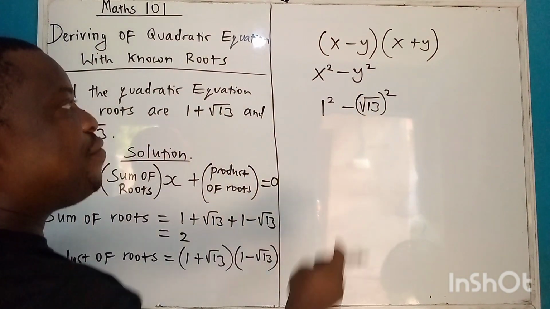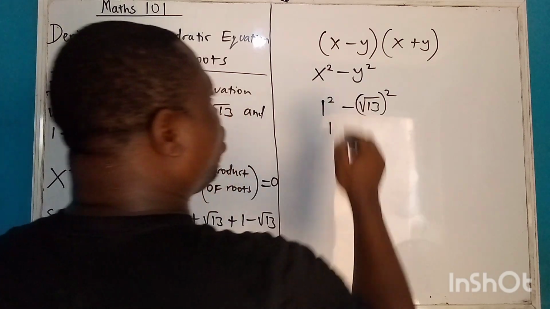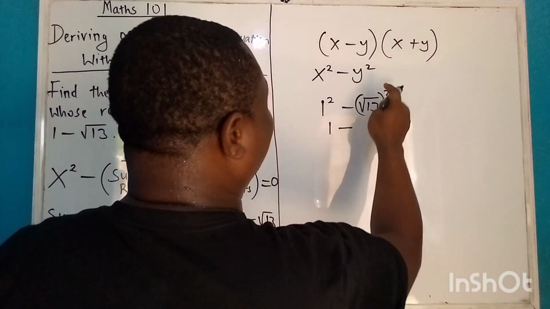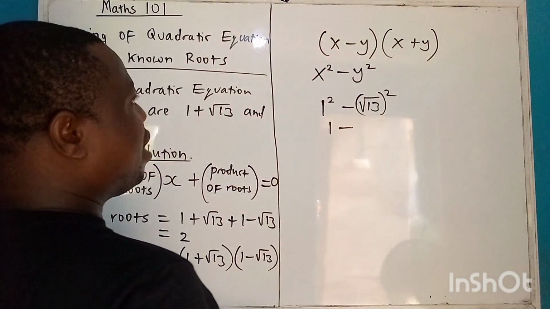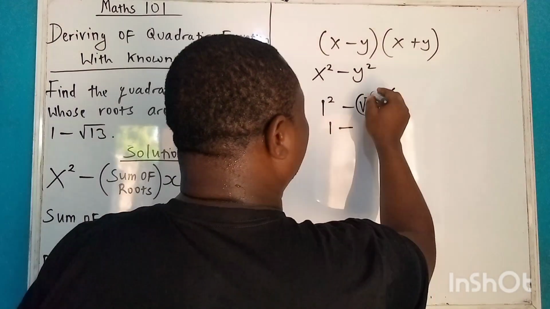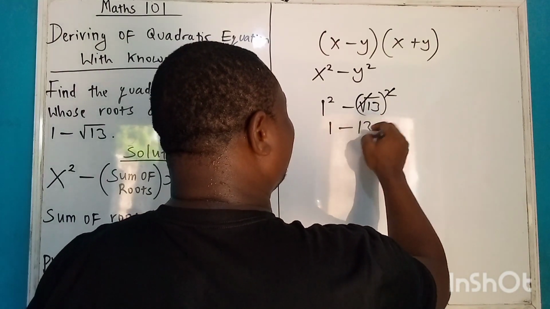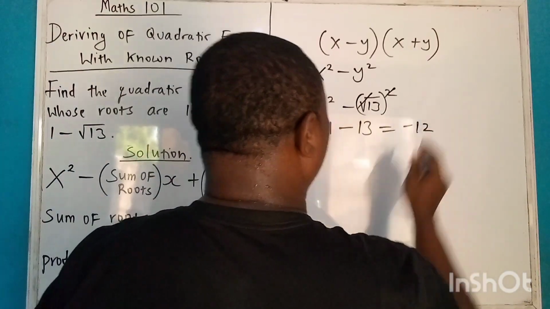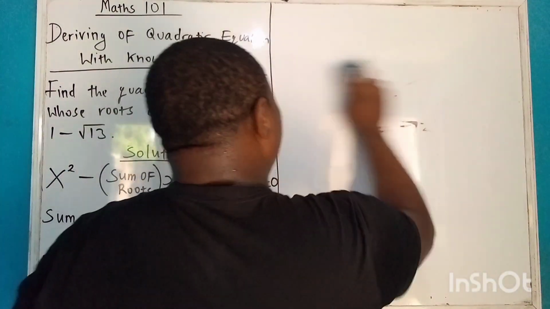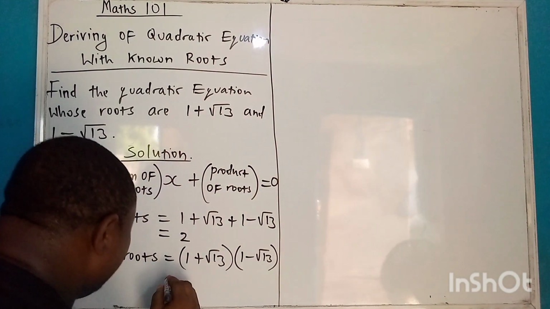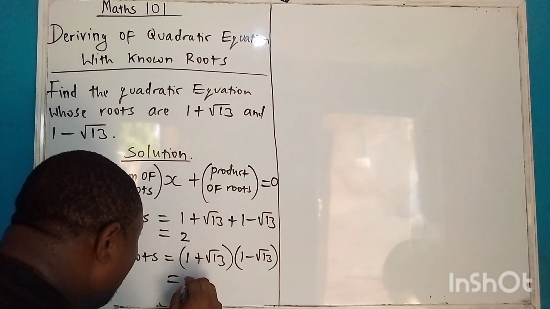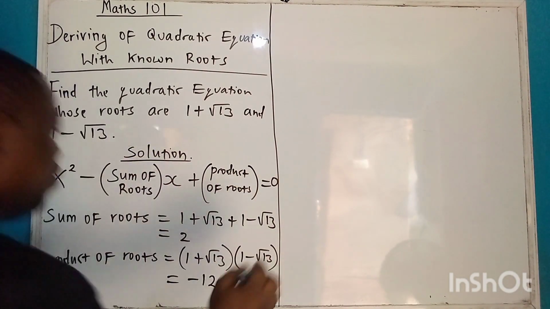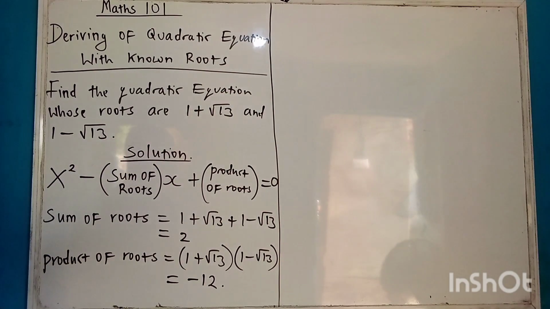And we know that 1 squared becomes 1, and root 13 squared, the square and the square root cancel, so this becomes 13, ordinary 13. So 1 minus 13 becomes negative 12. So in addressing that, I know that the result of this becomes minus 12, from what we just did over there.